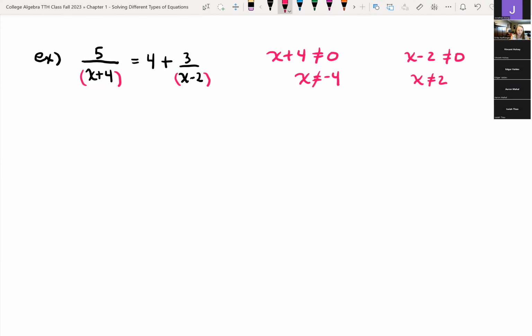So if I go through here and I solve this and I find that one of my solutions is one of those numbers, or both of my solutions are both of those numbers, then I have to exclude them from the solution set.